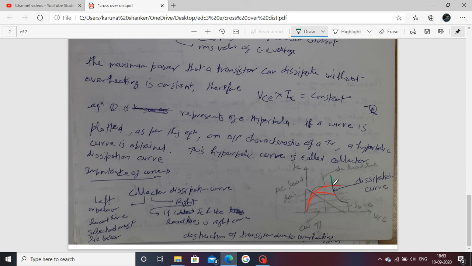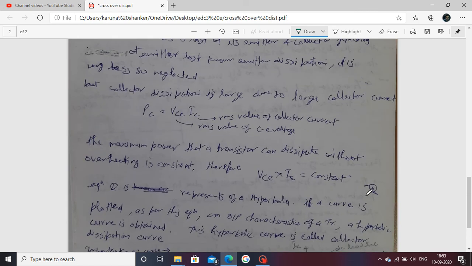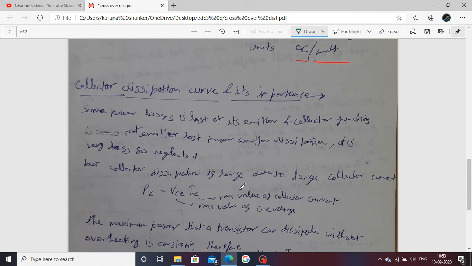This is your dissipation curve. How is it plotted? First we look at the collector dissipation curve. It relates to power losses in the emitter and collector junctions. Some power is lost in both, but the emitter junction has very little loss compared to the collector junction. The collector has more losses.